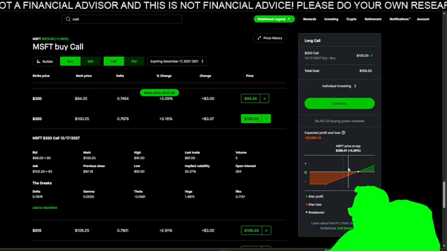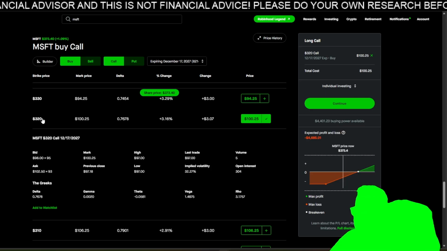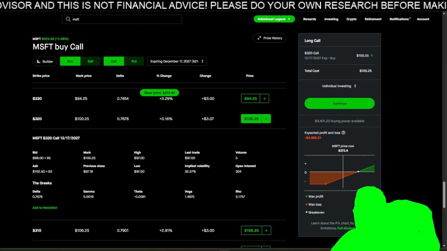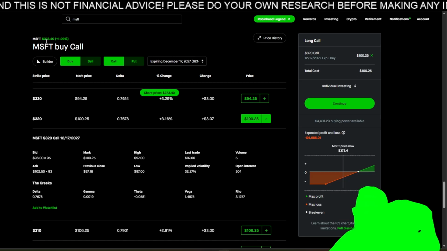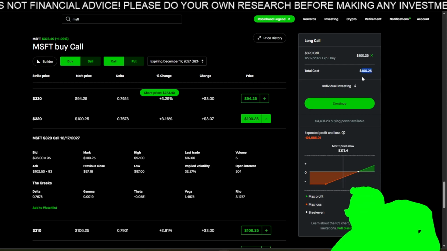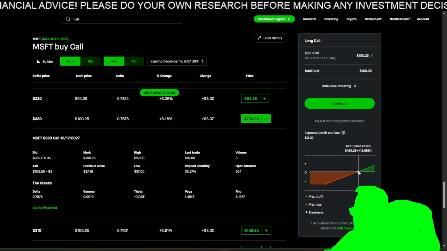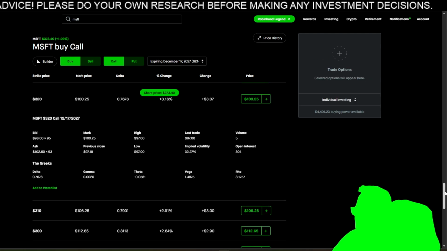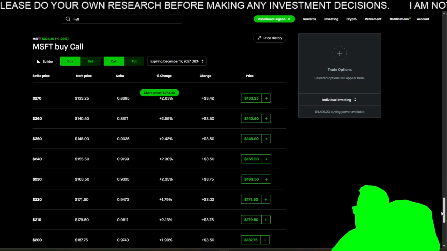What this is telling me is that I am basically getting access to 100 shares of Microsoft at 320 for $10,000. It's a $10,000 trade. But instead of buying 100 shares right now for $37,000, I can get access to 100 shares for $10,000. And as long as it goes up to 420, anything after that is pure profit. Now, you can go further out and say, Fridge, what if I want to go even further out? You definitely can.